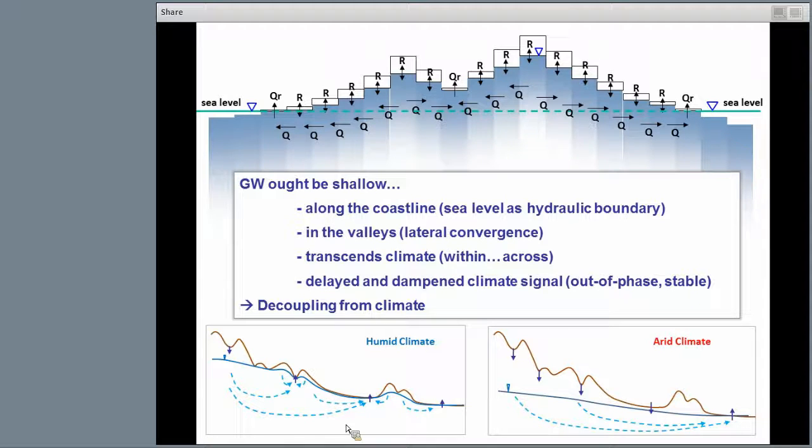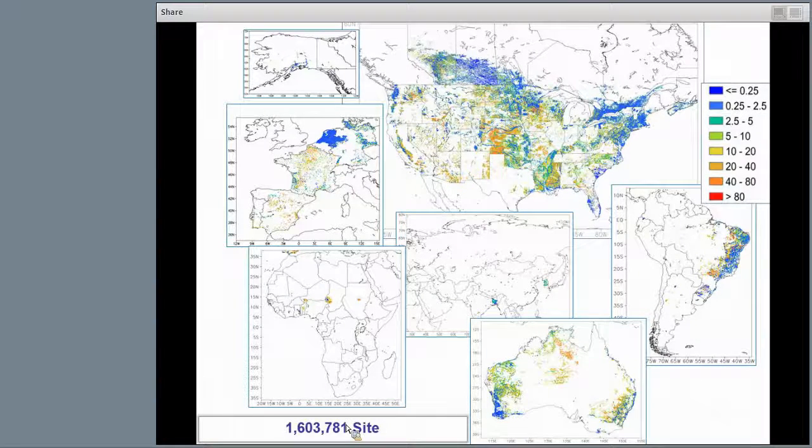And then we all know that groundwater is kind of delayed and dampened, so it's often out of phase with rain, and it's more stable than rain. Putting all this together, we see that the groundwater patterns and timescales have some level of decoupling from climate. This gave us a good reason to ask the next questions. Can groundwater patterns and processes explain large-scale patterns and processes that are not explainable by climate alone?